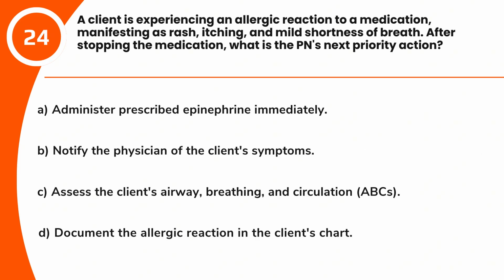Question 24. A client is experiencing an allergic reaction to a medication, manifesting as rash, itching, and mild shortness of breath. After stopping the medication, what is the PN's next priority action? A. Administer prescribed epinephrine immediately. B. Notify the physician of the client's symptoms. C. Assess the client's airway, breathing, and circulation, ABCs. D. Document the allergic reaction in the client's chart.